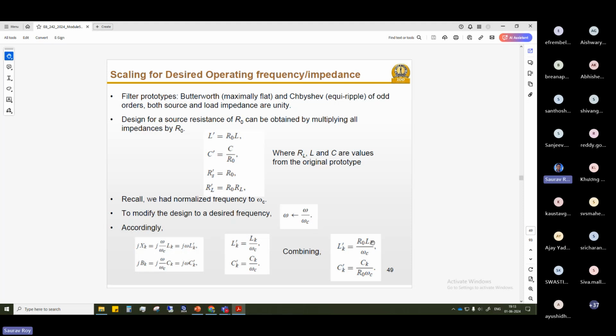So you understand, right? So what to do from the table? How do you get back the actual value of capacitor? How to calculate the capacitor and inductor values for your frequency of design? So is it clear so far? Because today we'll stop here.